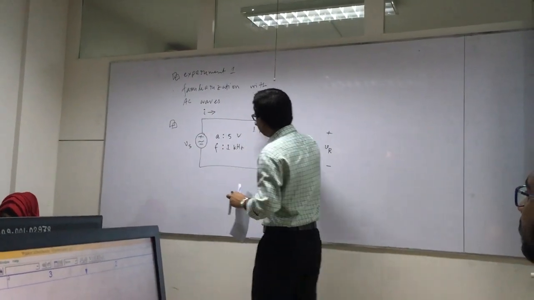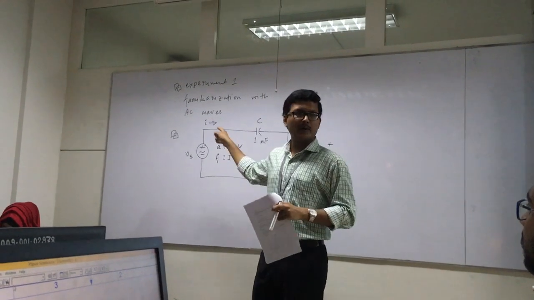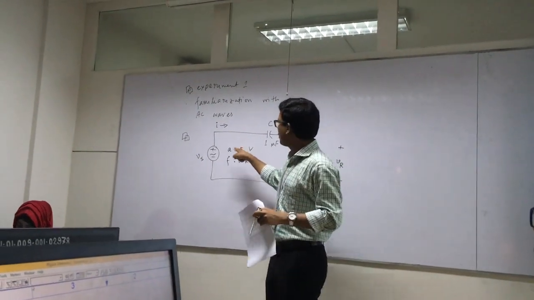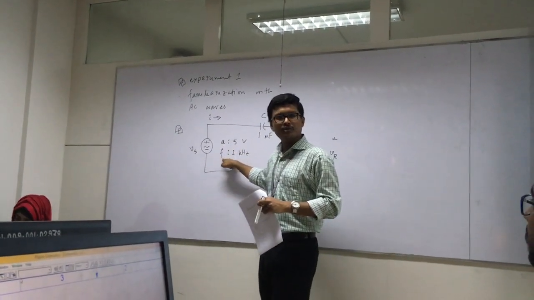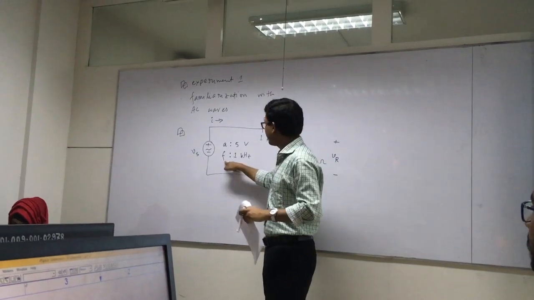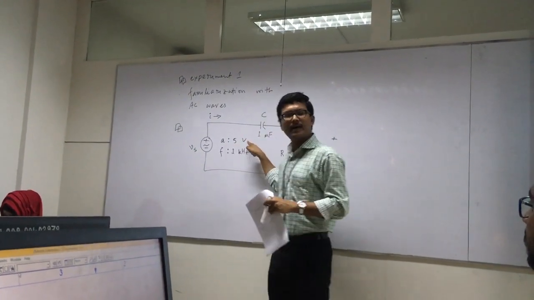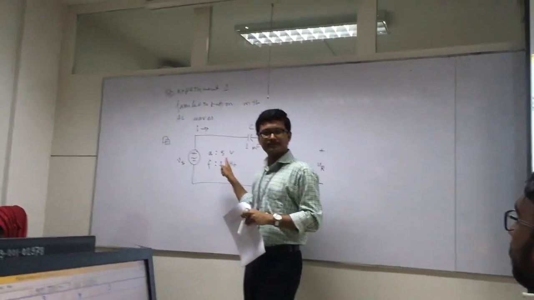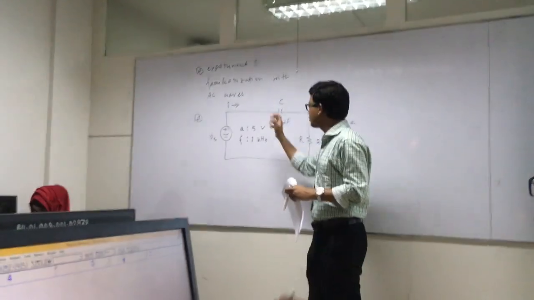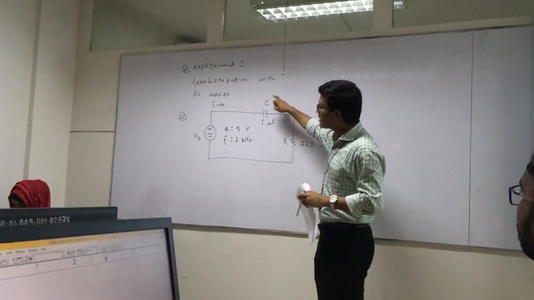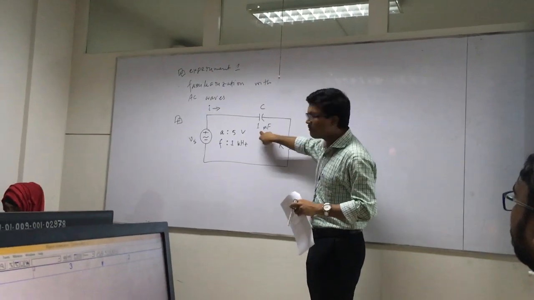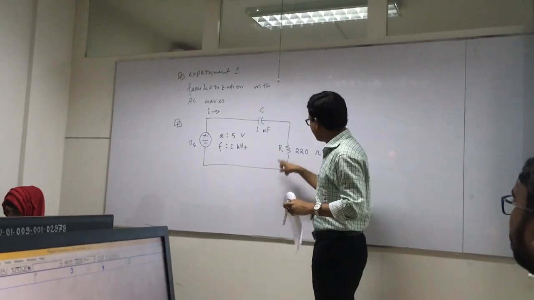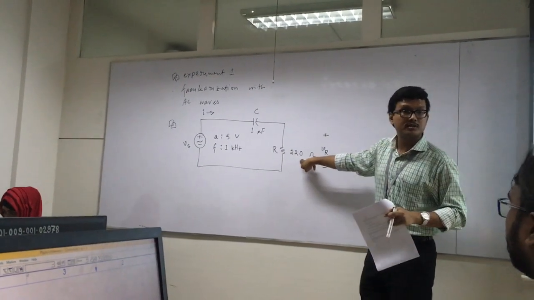Okay, two properties of this waveform: number 1, the amplitude, and number 2, the frequency. The amplitude for this source is 5 volts, and the frequency is 1 kilohertz. That's it, two properties of this source. Next, we have a capacitor of 1 microfarad, and a resistor with 220 ohms.